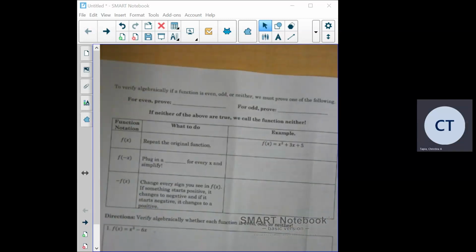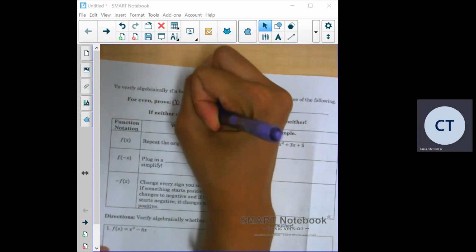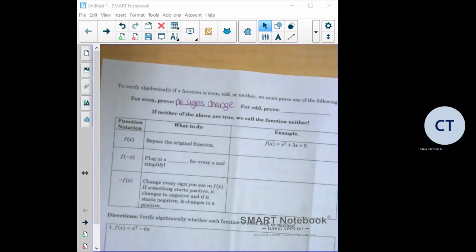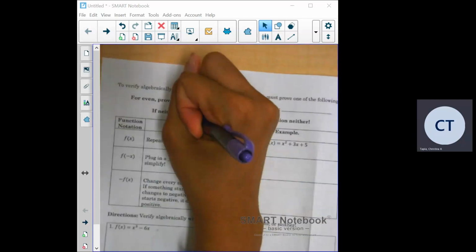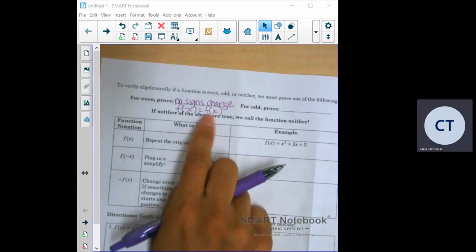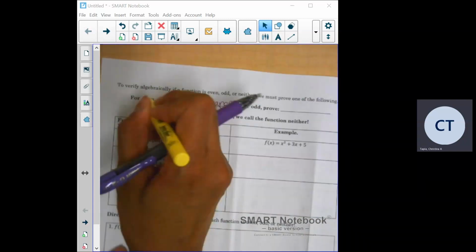Okay, so when you're looking at an equation, to verify algebraically that a function is even, odd, or neither, you must prove the following. For even functions, you must prove that no signs change. You want to show that none of your signs change. You want to prove that f of -x will equal f of x. This is the statement you're going to prove. f of -x equals f of x, and that's going to show you that it's even.